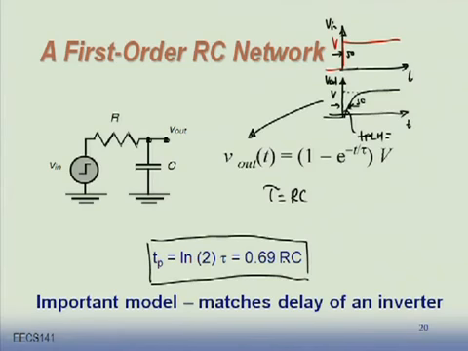So propagation delay of a simple RC gate, 50% point is 0.7 RC. What is TPHL? I've drawn TPLH here. What is the TPHL value?